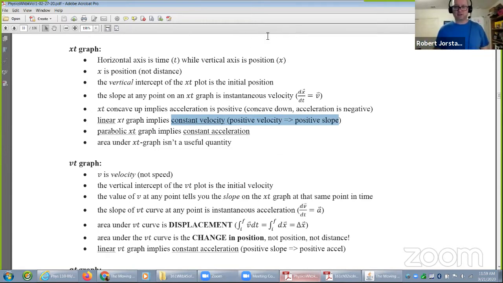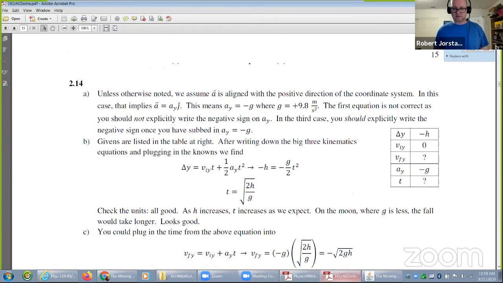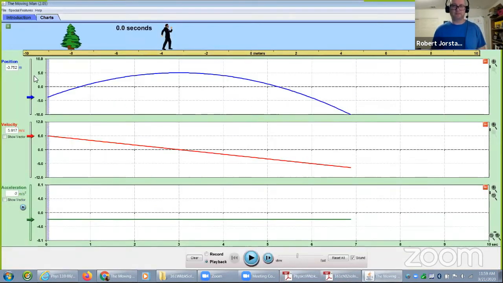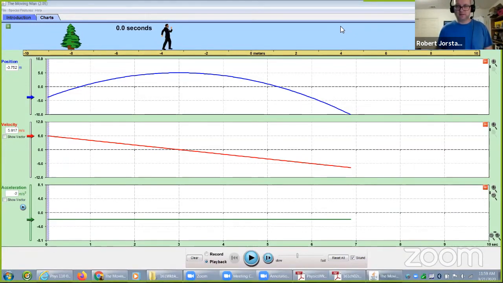Let's go back here and look at ours and see what this means, right? Look at this. I just want to point out the slope is not the same. The slope is changing, right? Sometimes the slope's positive, sometimes it's negative. Slope changes if you have a curvy XT graph. Well, remember, what does the slope relate to? Velocity. So if the slope is changing, that means V changes.